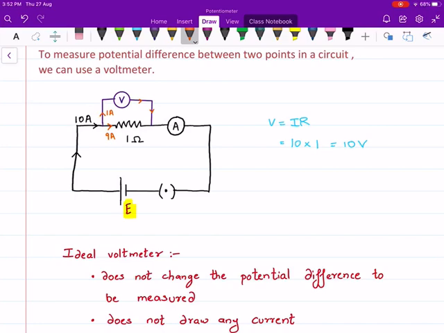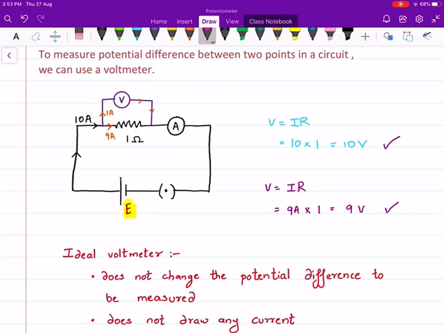But now the problem has happened. What will the voltmeter measure? Now the voltmeter will measure the potential difference as V is equal to IR, where I has now become 9 ampere and R is 1 ohm. So it is going to measure a value of 9 volt. Okay. The actual voltage was 10 volt potential difference, and now it is measuring a potential difference of 9 volts, right? So this is the problem with the voltmeter. It is going to measure a potential difference which is not accurate. It is going to give us a potential difference which is little lesser than the actual potential difference.